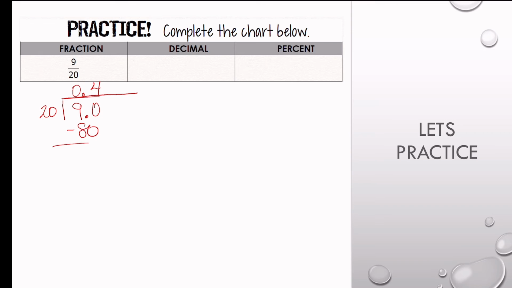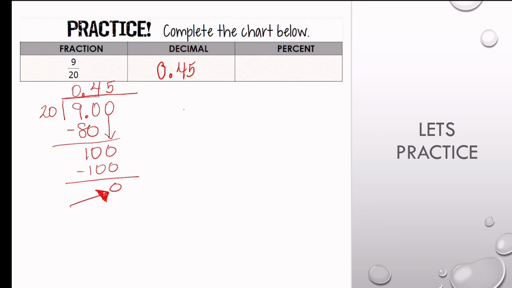So minus 80 gives me a 10. I can add another 0 there and bring it down. 20 into 100 goes 5 times. And look at that, we are at a 0. You cannot leave a number here unless you're rounding to something. So right now you got to go till it's 0, and you don't just drag the remainder up, okay? So this one, our decimal is 0.45. We read that as 45 hundredths.